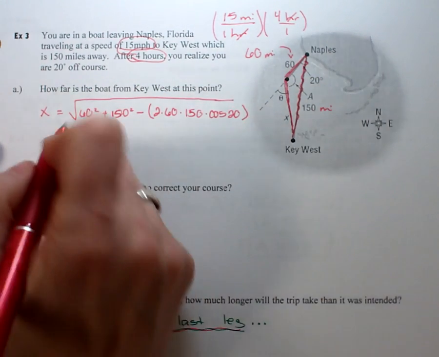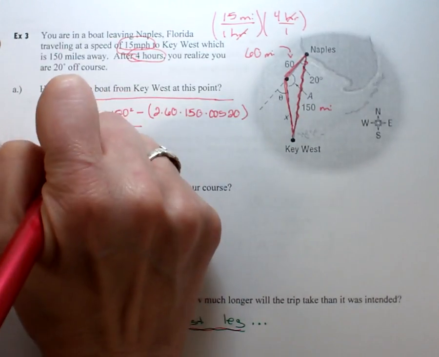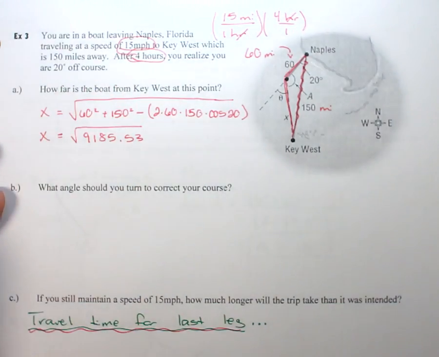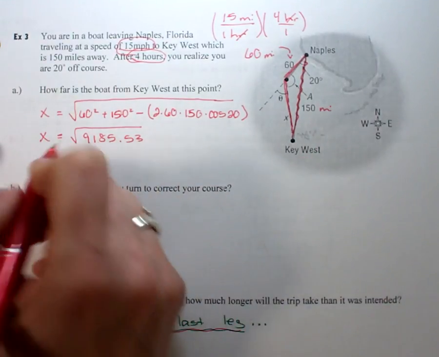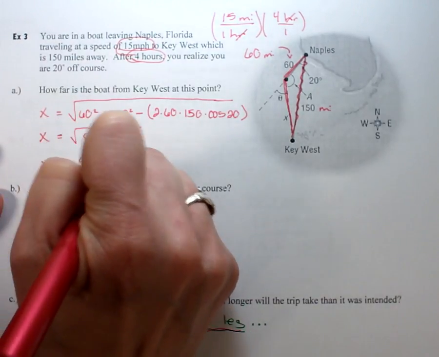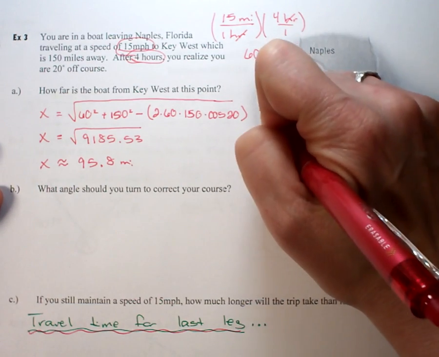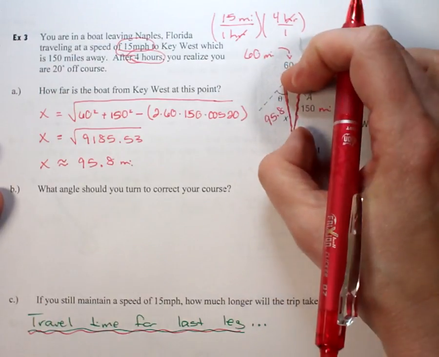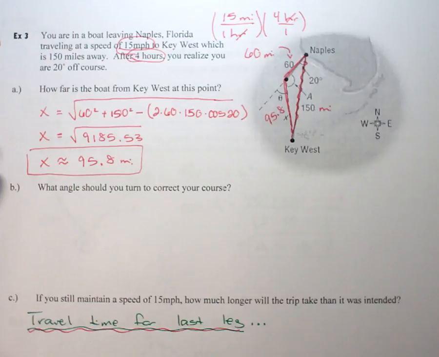Okay, so we're going to type this in our calculator, and when I type this in my calculator, I should get 9185.53. Don't clear the calculator. We're just writing it down to make sure that you're in the right spot. Then we're going to take the square root of that, and you should get that we are 95.8 miles away from where we need to be. Okay, now that's our first question. How far are we away from Key West?